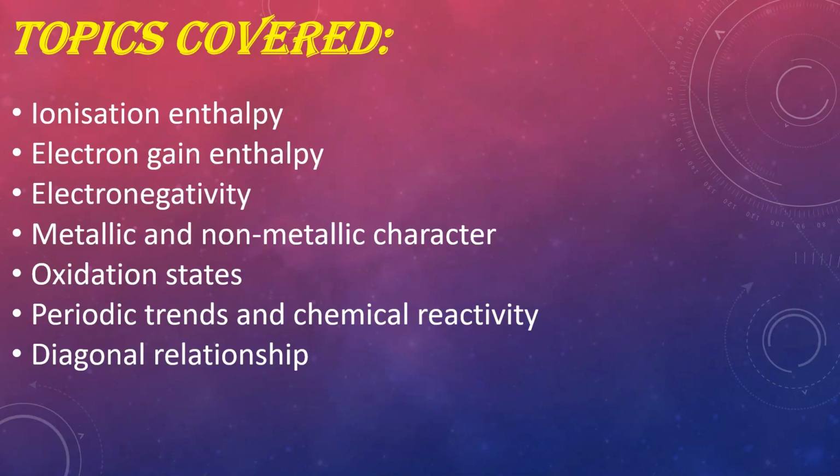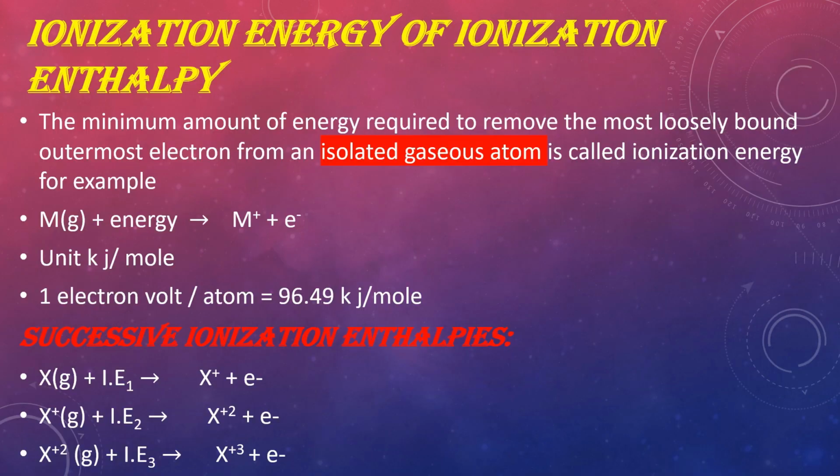Topics covered in this part are ionization enthalpy and its definition, electron gain enthalpy, electronegativity, metallic and non-metallic character, and oxidation states, along with the definition of all these and how these properties vary when we move from left to right and down the group in the periodic table. Apart from it, we will study the periodic trends in chemical reactivity and diagonal relationship. So the first topic of this part is ionization energy or ionization enthalpy.